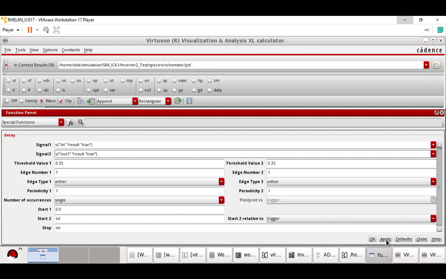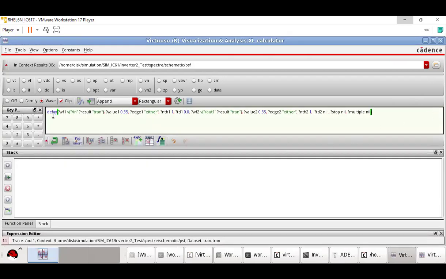Now you use the word apply. Once you apply it, you will see that a formula of delay comes here, right? And then press this button.